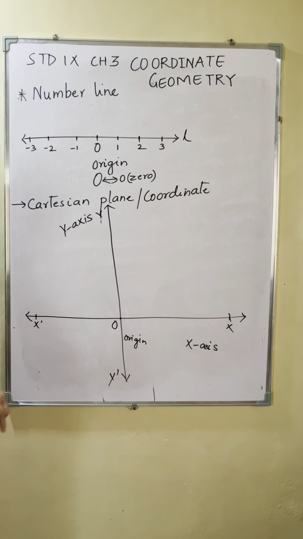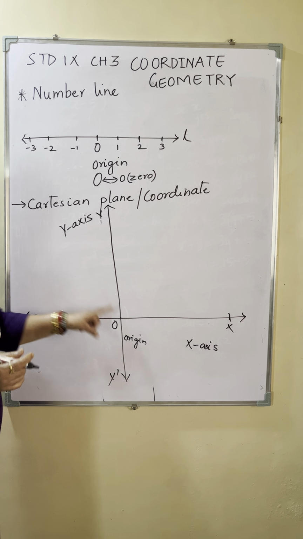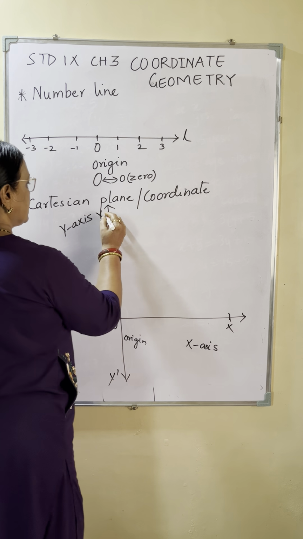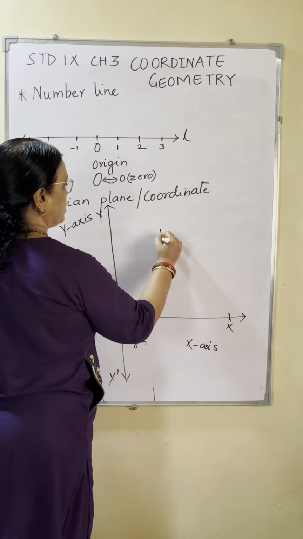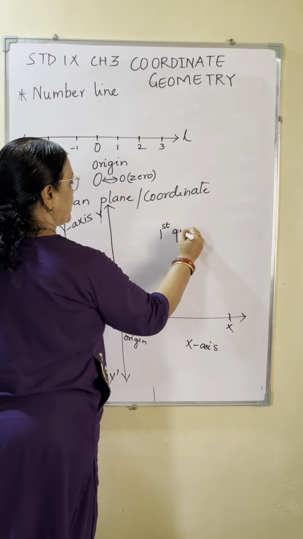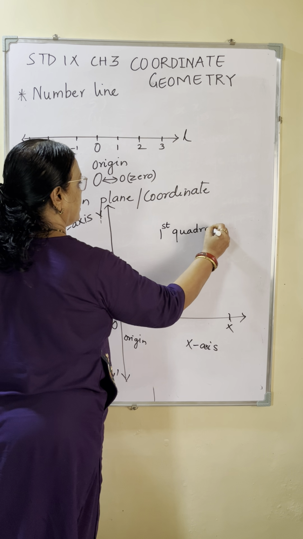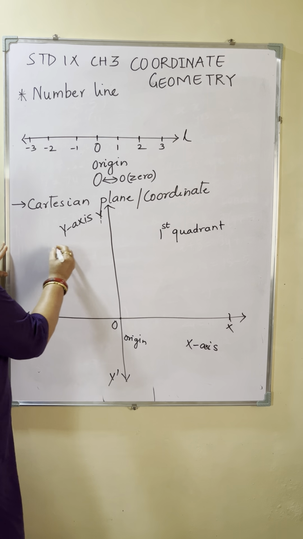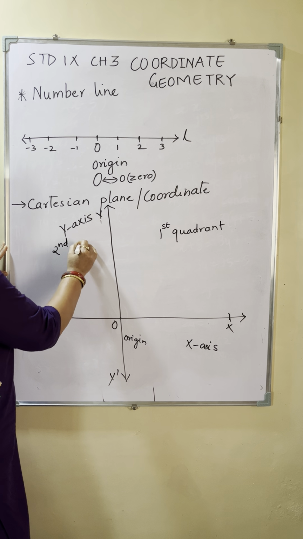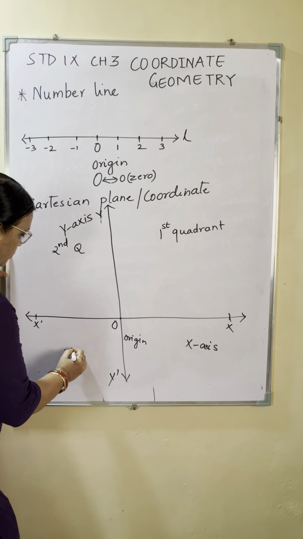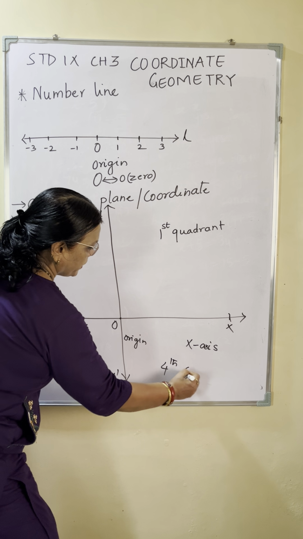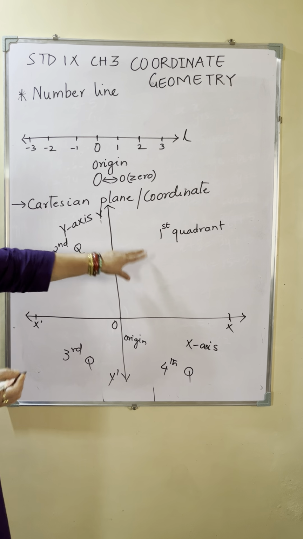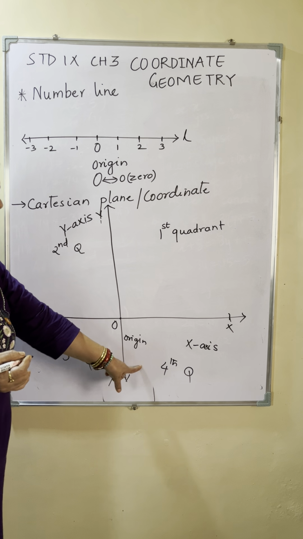आगे समझ में? Y-axis, x-axis meeting at point O. This portion, YOX is called the first quadrant. It is divided into 4 quadrants. This is called the second quadrant. This is called the third quadrant. And this is your fourth quadrant. आगे समझ में? First, second, third and fourth.